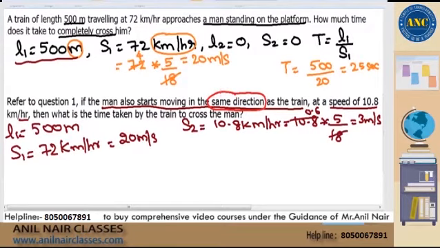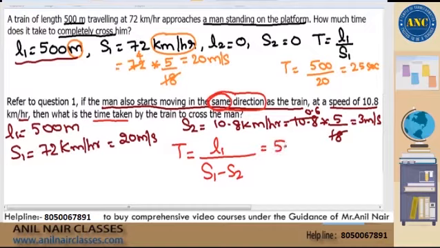Same direction means relative speed is S1 minus S2. What is the time taken to cross the train? The length is only L1, because L2 is negligible, as the length of the man is negligible. Whenever two bodies are traveling in the same direction, relative speed is S1 minus S2. So L1 is 500, S1 minus S2 is 20 minus 3, which is 17. The time is 500 by 17 seconds. I hope I have answered your question, Krishna.